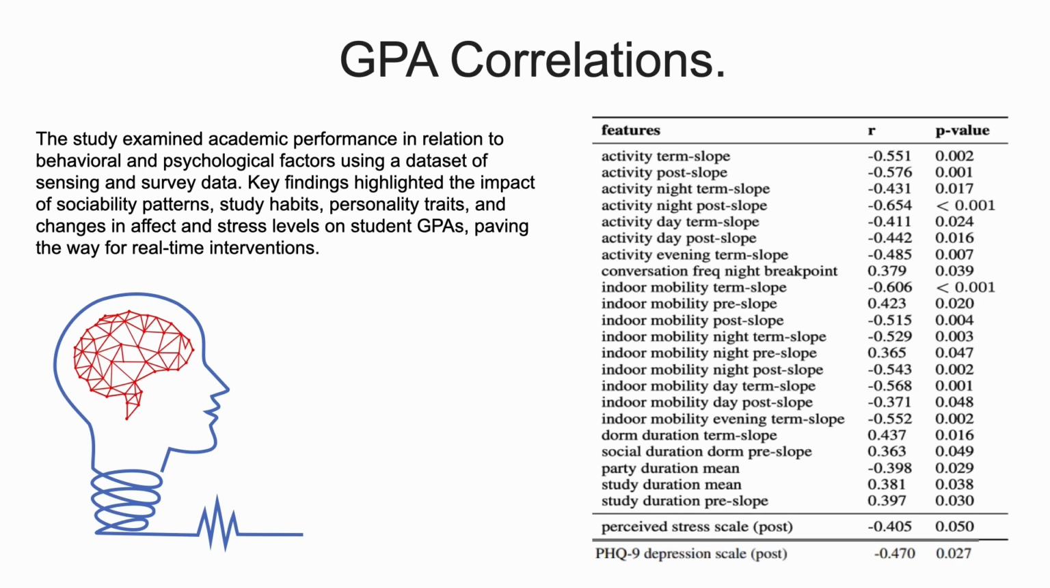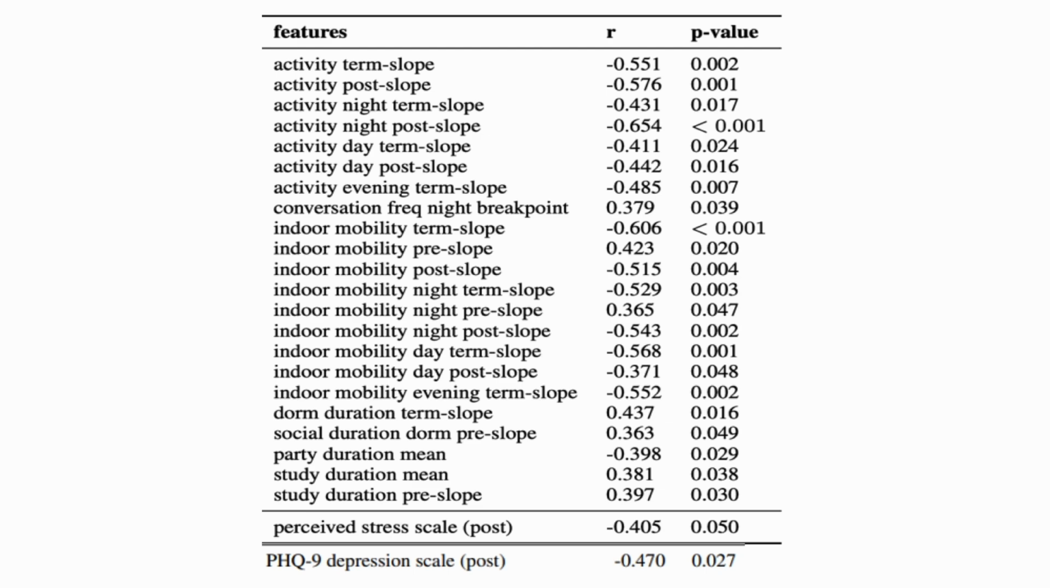This table shows the features and their respective correlation value, denoted by R, and p-value that tells about the probability of the distribution to follow the same. As you can see, study duration and indoor mobility at evening have high correlation. Side note, if the value of correlation approaches -1 or 1, it indicates strong correlation. But when the value moves towards 0, it indicates no correlation, as in our case, it's social duration dorm. Let's take a closer look to understand it better.